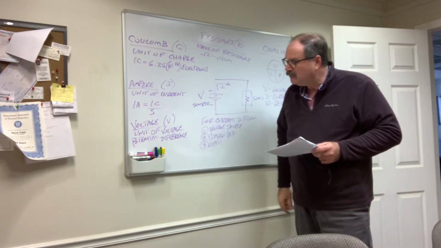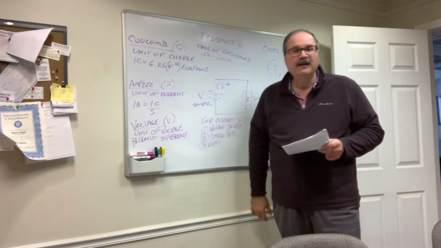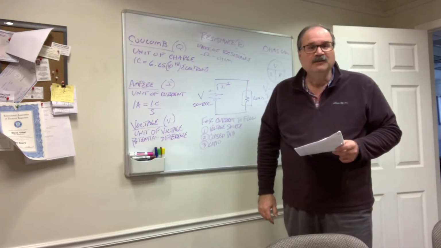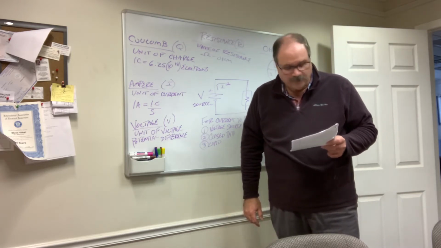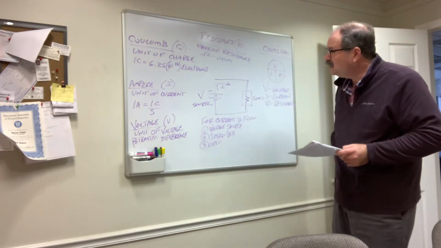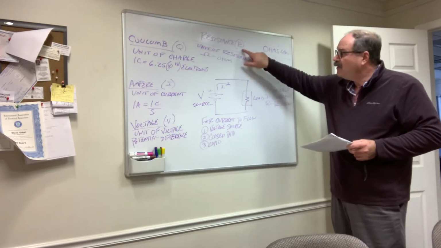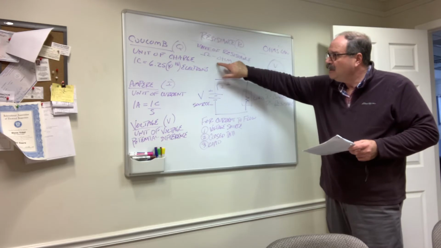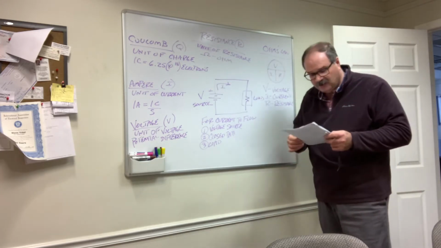Voltage is the unit of voltage or potential difference between 2 points represented by the letter V. Voltage is also referred to as EMF, electromotive force. Resistance is the unit of resistance or opposition to current flow represented by the letter R. Units for resistance, you'll see the Greek letter omega, and the units are in ohms.